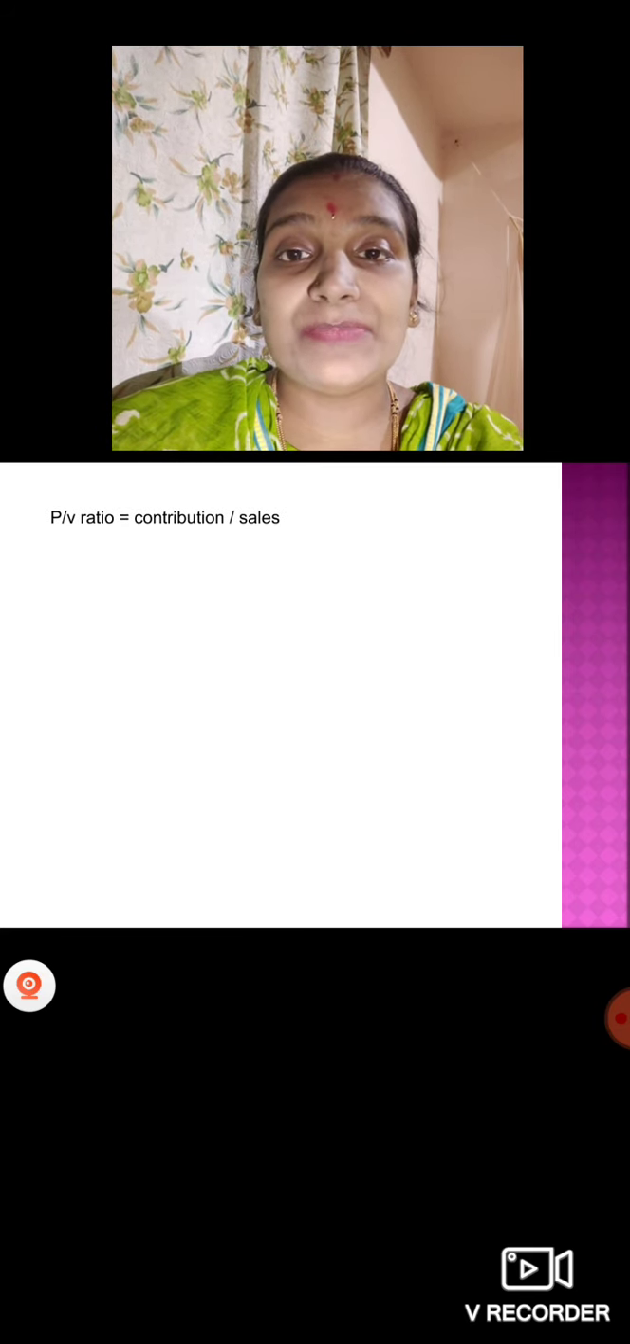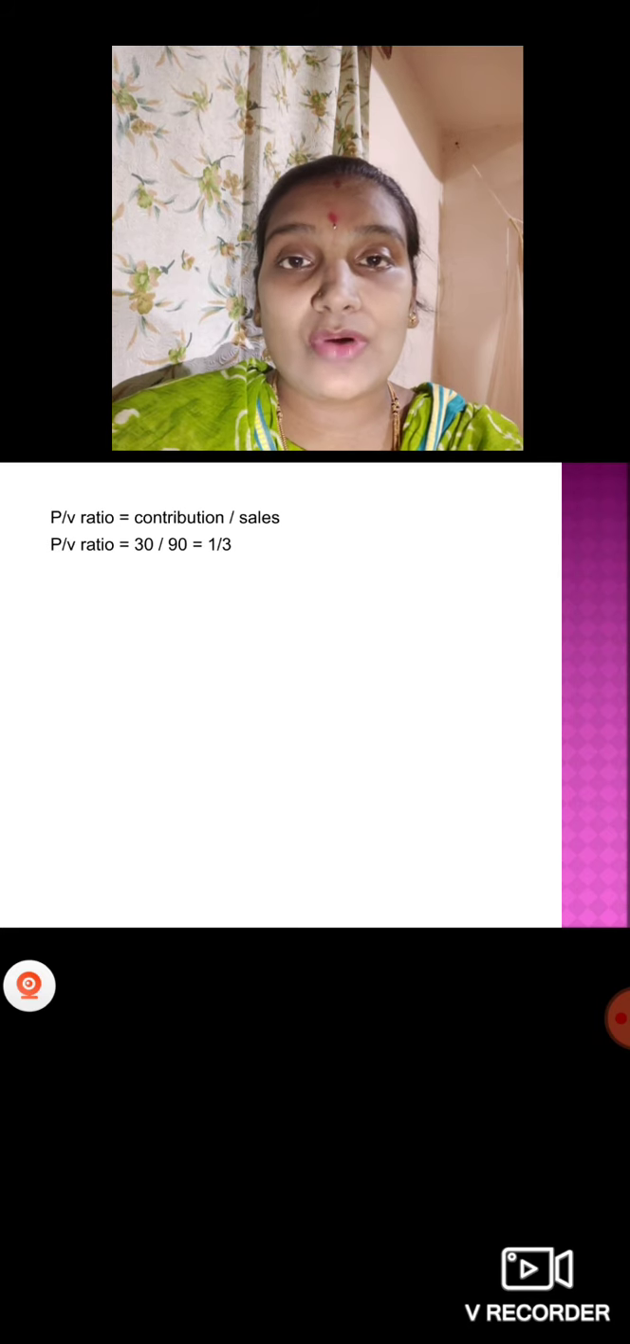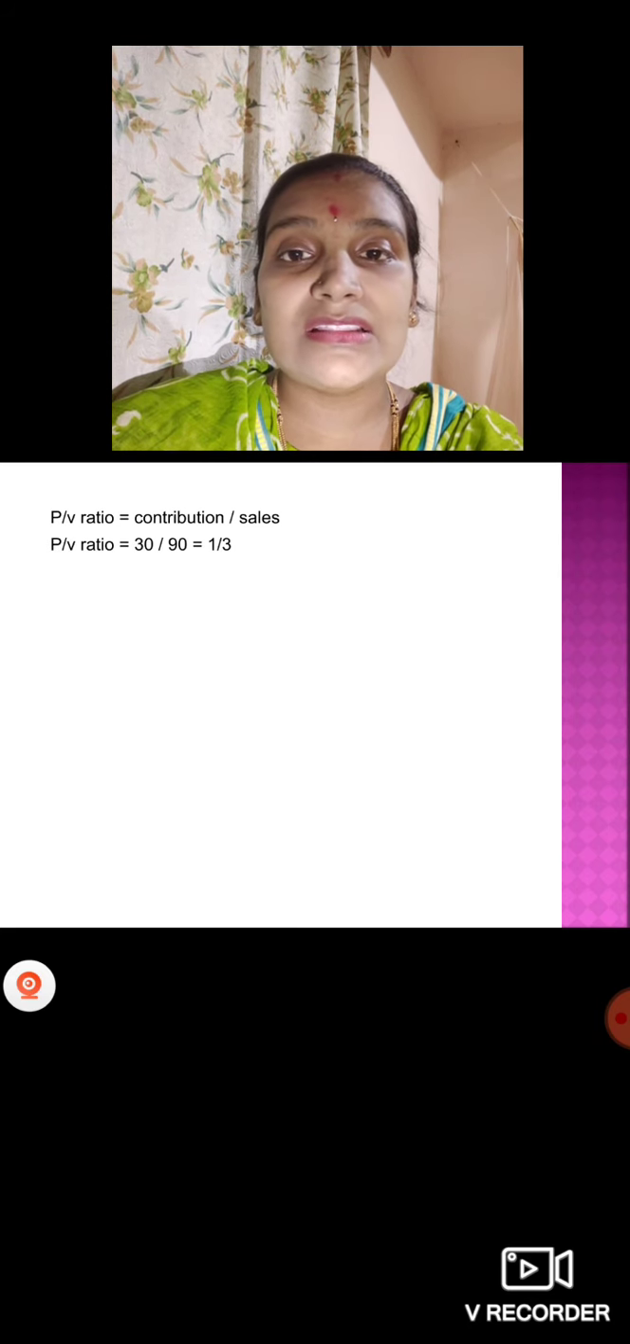First you have to calculate PV ratio. PV ratio equal to contribution divided by sales. So PV ratio equal to 30 we have contribution, right? 30 per unit divided by sales. Sales, how much you have? 90 per unit. So 1 divided by 3 will get. Cancel zeros. 3 ones are 3, 3 3s are 9, right? So 1 by 3 you will get.